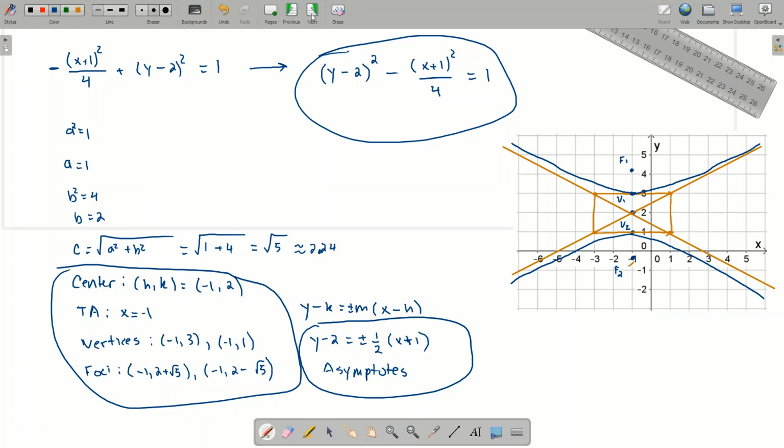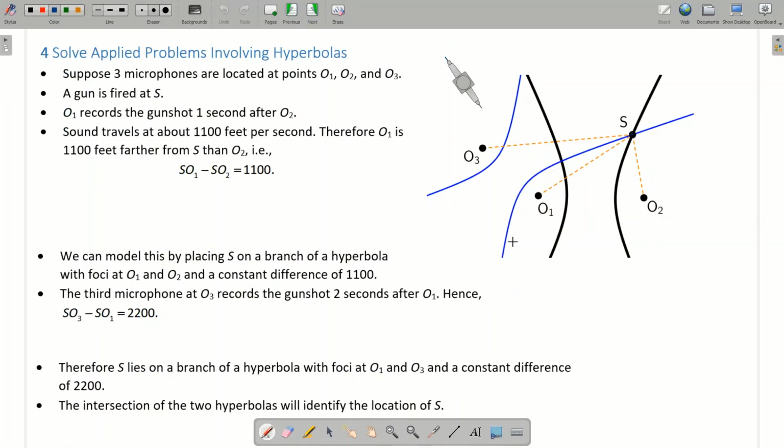Okay, so to finish things, we're going to look at some applications. So let's look at a generalization of what we'll do in the last problem here. So suppose you have 3 microphones. They're located at 3 different points. These O's are where the microphones are at, so O1, O2, and O3. And suppose there is a gun that's fired, and the gun is fired at this location here.